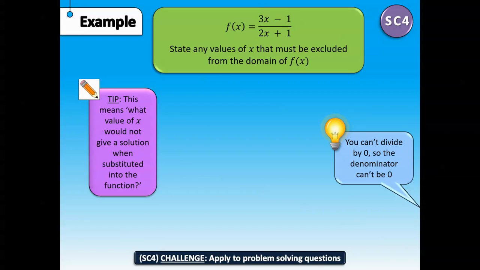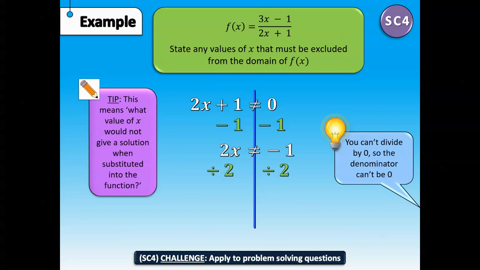Well, we can't divide by 0, so the number on the bottom cannot be 0. So what value of x would make the bottom 0? So it's like solving an equation, but you're finding out what x can't be. So we take 1 off both sides. So 2x cannot equal minus 1. Then we divide both sides by 2. So x cannot equal minus a half. Because if x is minus a half, that makes the bottom of the fraction 0, and we can never divide by 0.